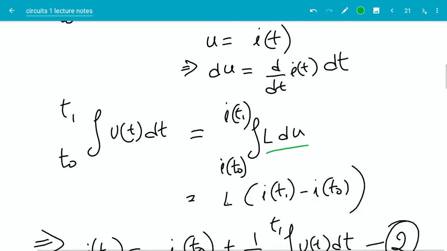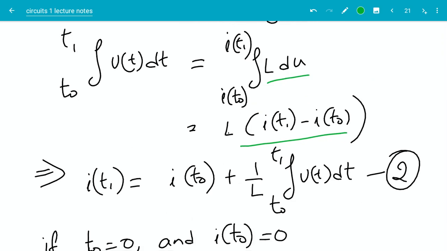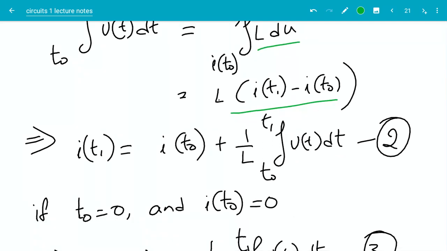This is a pretty simple integral. It's basically the integral of 1, which is equal to u. Then I substitute the limits and get i(t1) minus i(t0). If I rearrange the terms, I get i(t1) is i(t0) plus this integral of voltage. Please note that I'm labeling the equation so that I can use the equation numbers as a reference later.